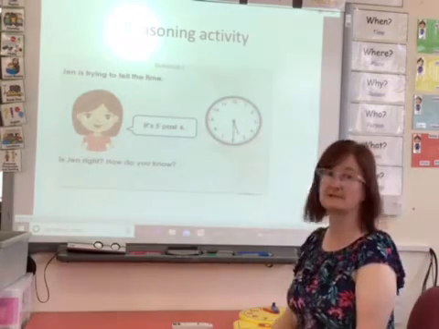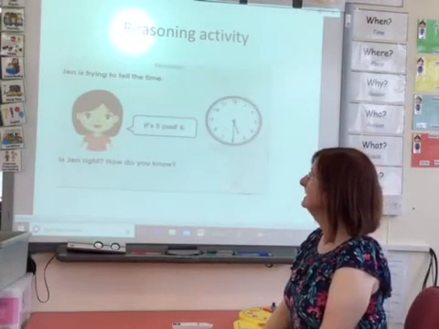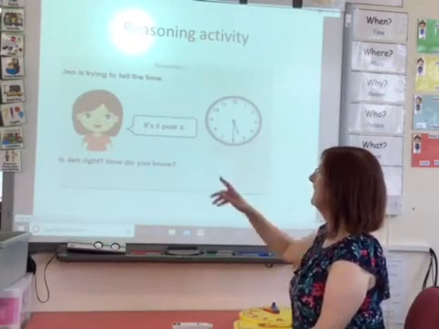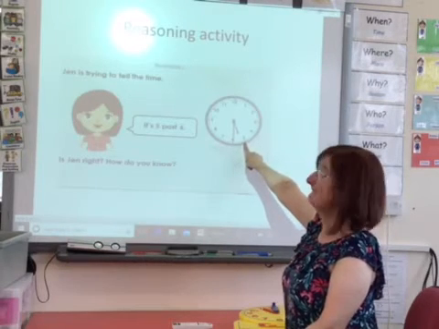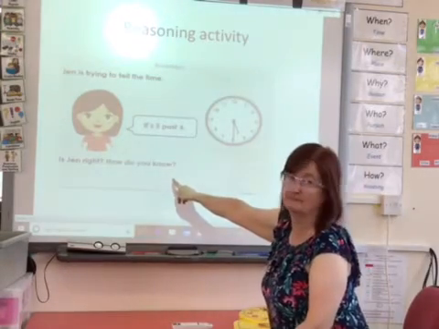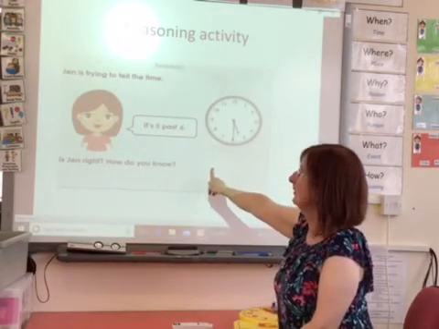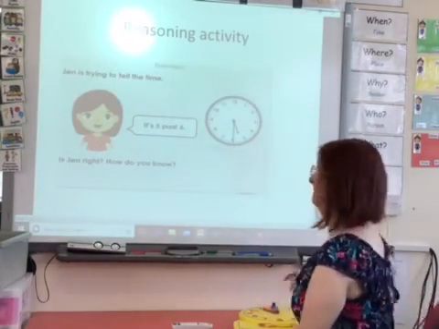There's a reasoning activity as well on here to do. Jen is trying to tell the time. She says it's 5 past 6. Is Jen right? Is it 5 past 6? How do you know? So don't just say she's right or wrong. How do you know if she is right or wrong?